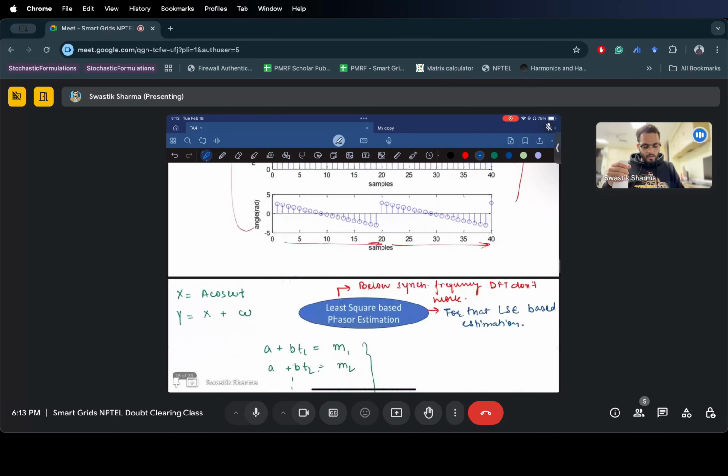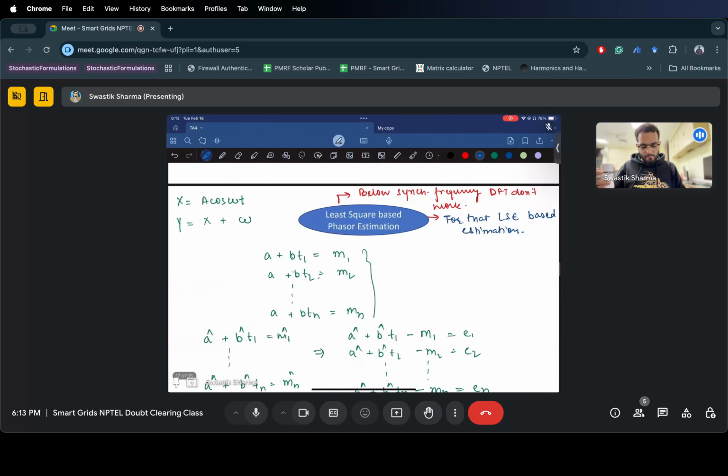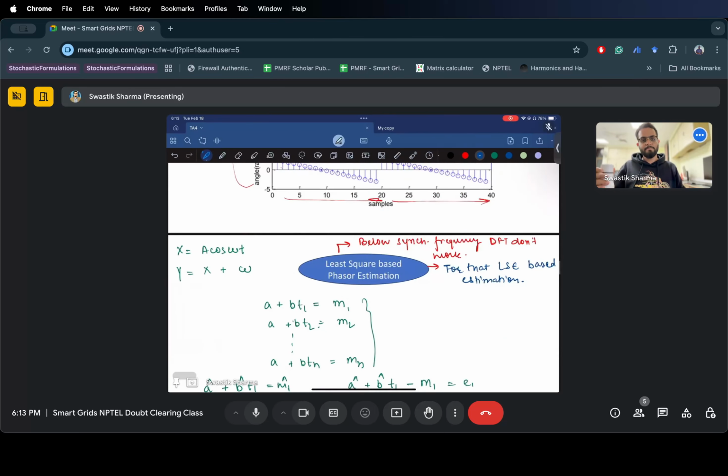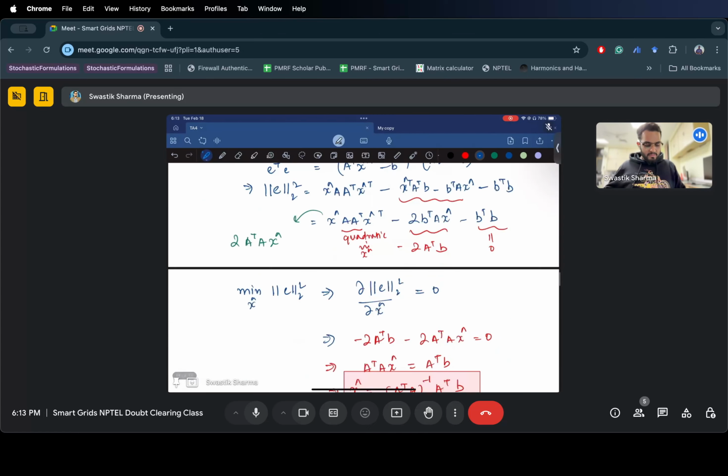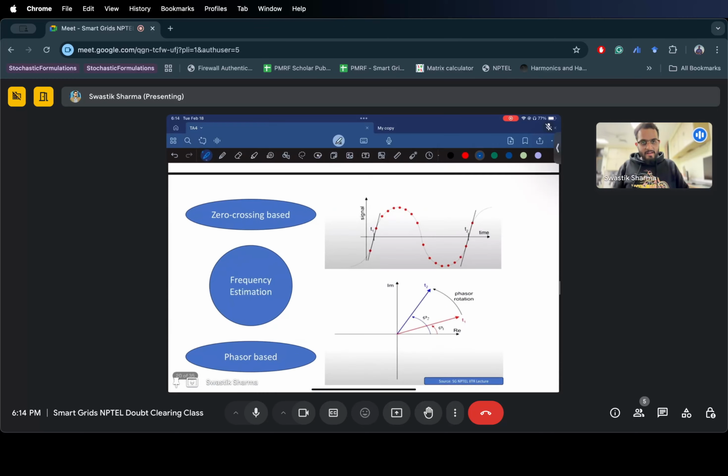Right, so this is how a least square based estimation looks like. What you want to do is minimize the error by estimating the correct value, by having minimum errors. So that is what you use. This is used when you want to find out frequencies which are less than the synchronous frequencies, right? There are other methods as well.